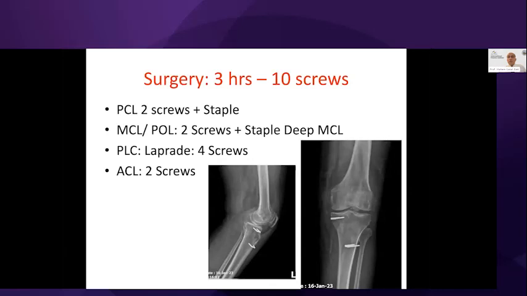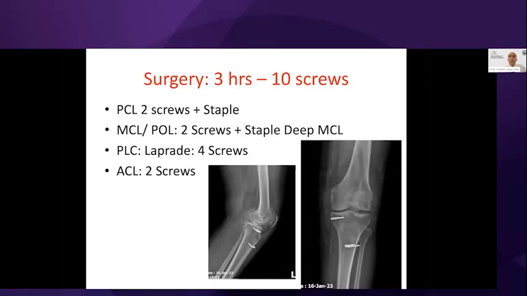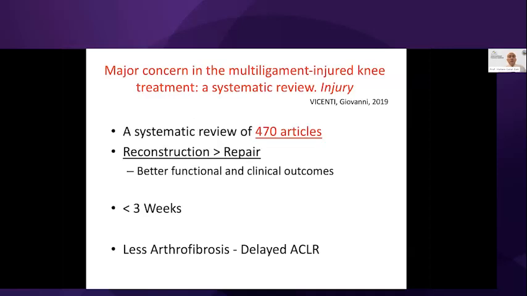So this is after 3 hours of surgery. We did 10 screws, 2 for the PCL and a staple for the graft. We did the MCL POL reconstruction with the pyramid system, also described by LaPrade, an anatomic-based reconstruction with an extra staple or anchor for the deep MCL. We do the LaPrade for the posterolateral corner with 4 screws with a Y graft, and 2 screws for the ACL. It's quite a big surgery, so you must plan the full team for the operation.